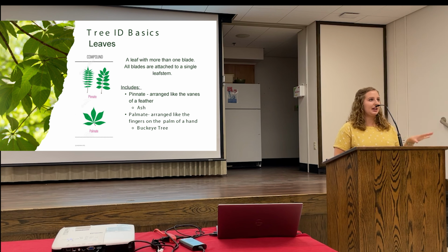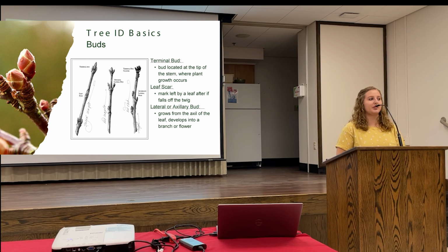For pinnate compound leaves, a good example is ash. All of the leaflets on the single stem come together to make one leaf. And for palmate, a good example is a buckeye tree, which is what's shown in this picture here on the left. Okay, so moving on to buds, which is kind of the hardest thing.